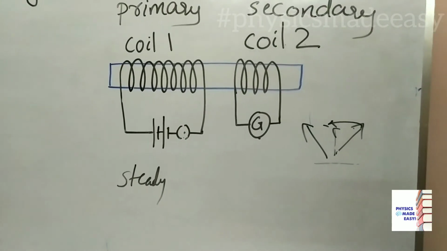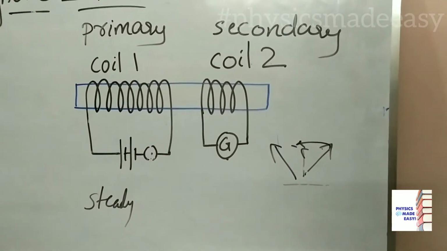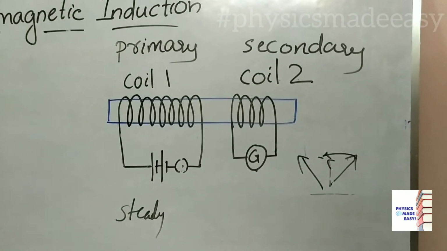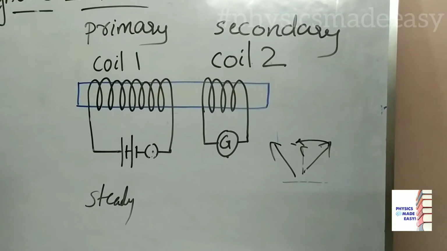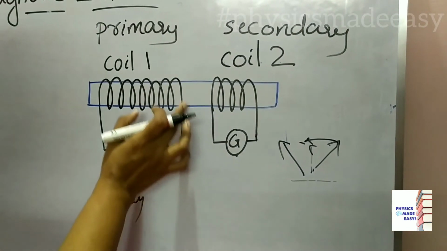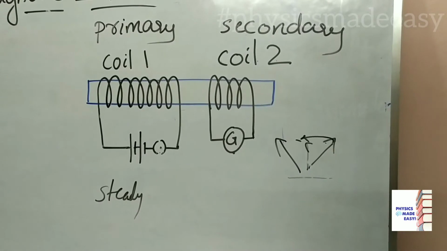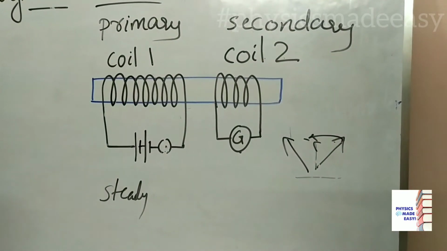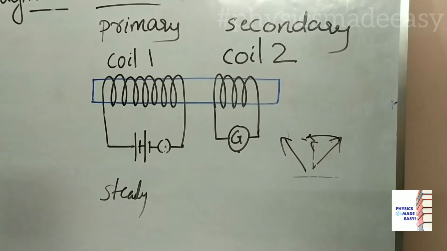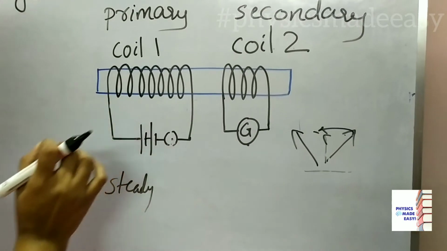The galvanometer shows deflection, so we can say current is induced in coil 2. What is the reason for that, children? If you are closing that key, that time current will pass through this coil 1. You know, children, when current is passing through a conductor, a magnetic field will be created there. And a change will be there now. Now, if you are opening this, that time the current through that circuit is stopping there.